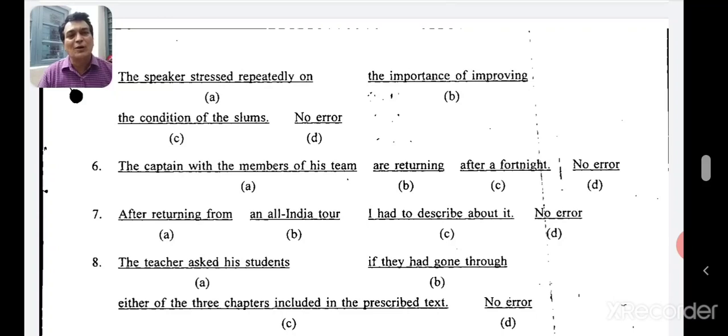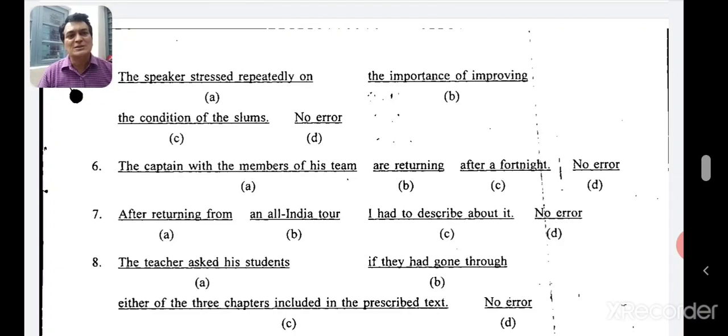After returning from an All India tour, I have to describe about it. I have to describe about it. So what is wrong there? C. There's something wrong with C. I have to describe it. After describing, we don't use any preposition. So C, about, is not required. Similarly, in the case of the fifth one, after stressed, on is not required. Such kinds of questions quite often appear in the examination. So you have to study which preposition should be used with which verb.